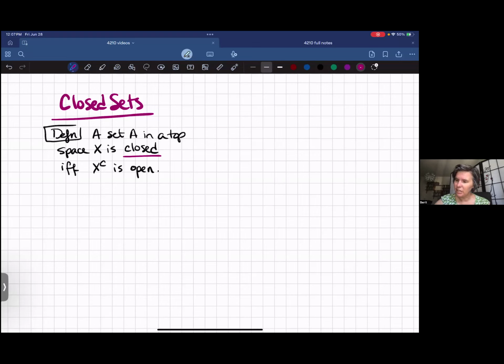So a definition: a set A in a topological space X is closed if and only if X complement is open. So a set is closed if its complement is open. And so let's just start with some examples.